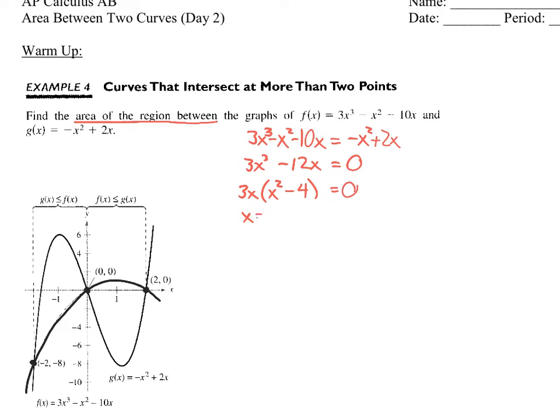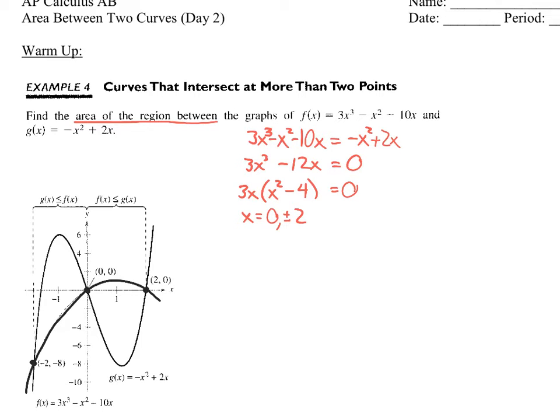So what are my answers here? 2, negative 2, and 0. Yeah, we've got 0 and plus or minus 2. So we've got three different intersection points.